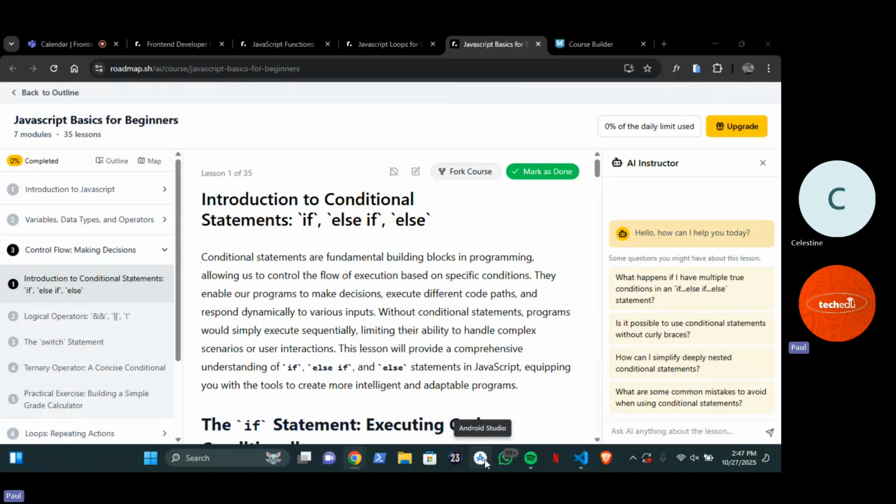Now, under control flow, we have conditional statements. What are conditional statements? Looking at this definition, conditional statements are fundamental building blocks in programming, allowing us to control the flow of execution based on specific conditions. They enable our programs to make decisions, execute different code paths, and respond dynamically to various inputs. It's basically saying certain conditions are set, and if those conditions are met, what happens?